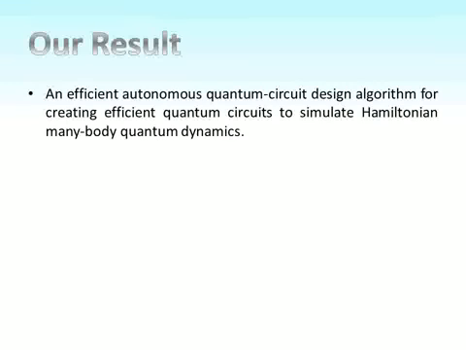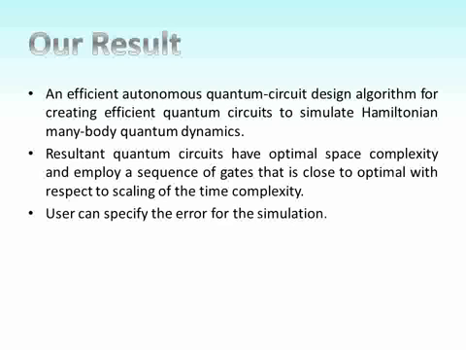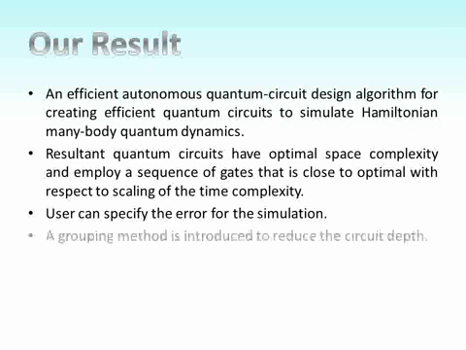Our main result is an efficient algorithm to design efficient quantum circuits to simulate quantum many-body Hamiltonians. This algorithm is optimal in number of qubits as well as in the scaling of number of gates. Another advantage that we believe is essential for quantum simulation is that the user can specify the error of simulation. We also introduce a method to reduce the circuit depths. This is essential for parallel quantum computation.